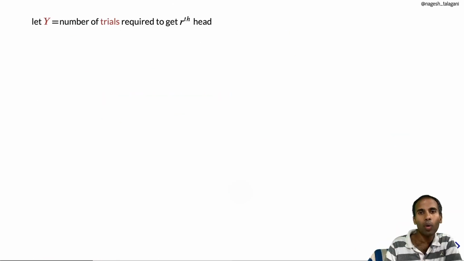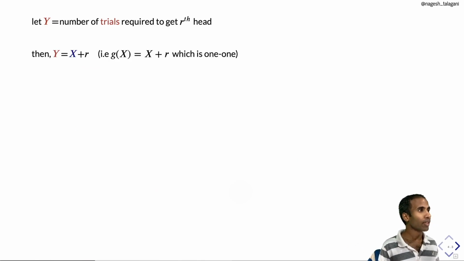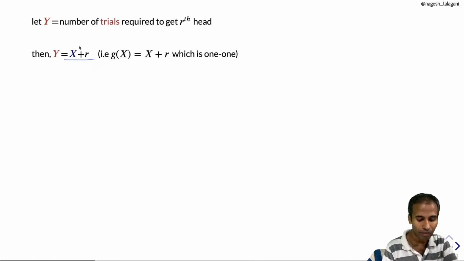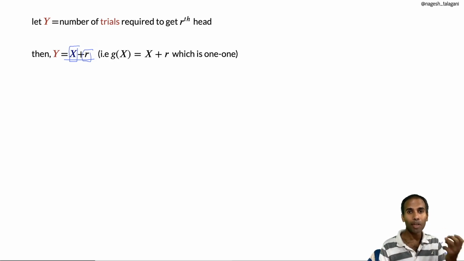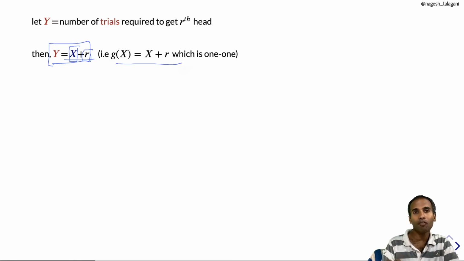Next. Now Y is another random variable which denotes the number of trials required to get the rth head. Number of trials. So Y can be expressed in terms of X like this: Y equals X plus R. Y is the number of trials, where X is the number of tails before the rth head, and R counts the heads. So the total number of trials is going to be the number of tails plus the number of heads, X plus R. That's why Y can be expressed like this. So here g of x is going to be X plus R. That means Y is a function of X, where g of x equals X plus R.